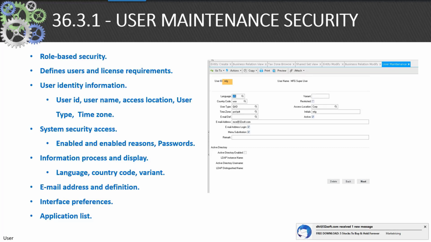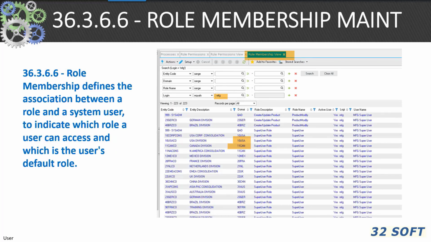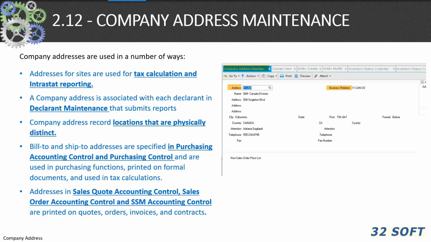All users of DRP need to be set up and controlled in relationship to the use and flow of inventory defined for DRP. Some considerations are the role-based security, identifying users, email addresses, interface preferences, list of applications for each user. In the 36.3.6.6, role maintenance is where we define the relationship between the role and a system user. Indicates what the default is and which domains are accessible to each user.